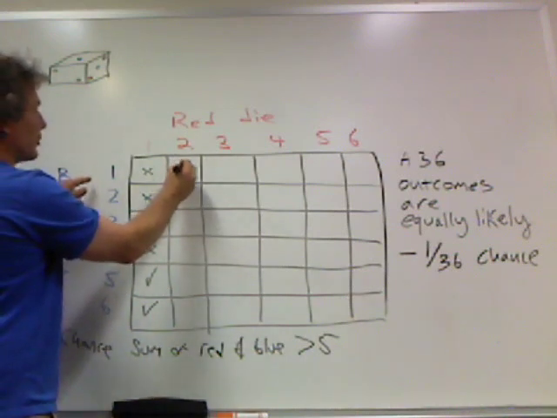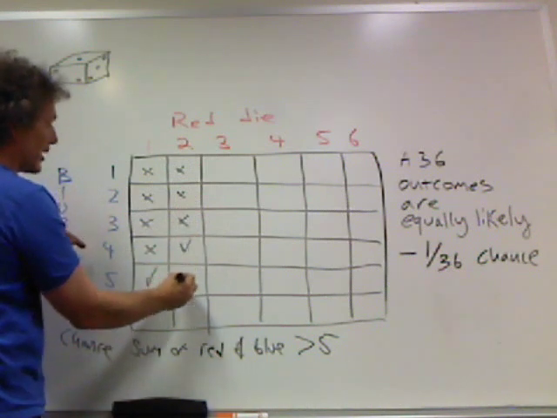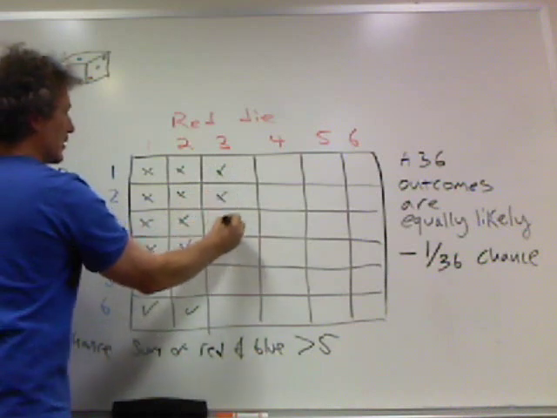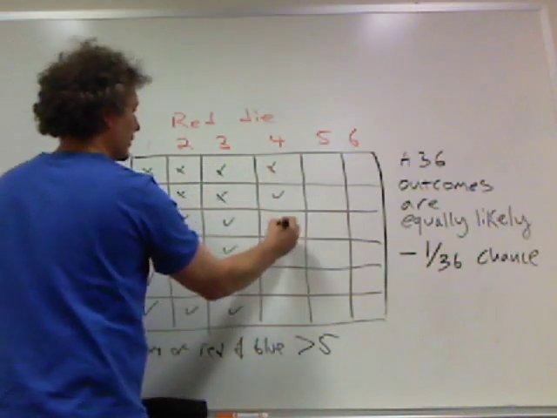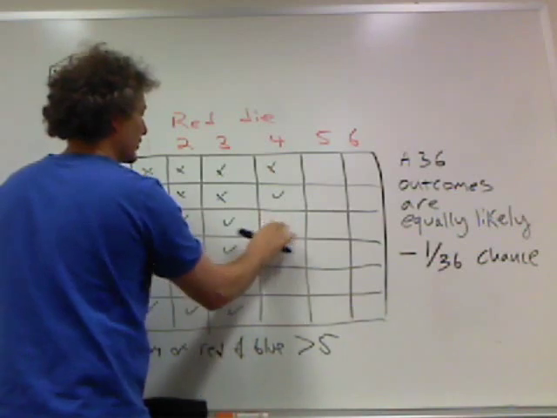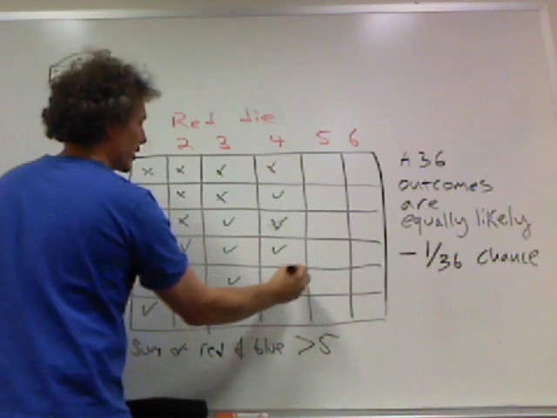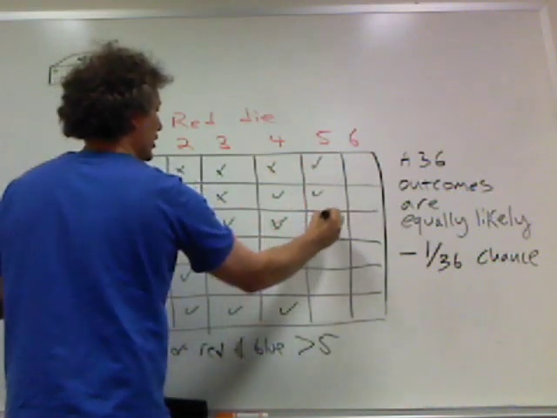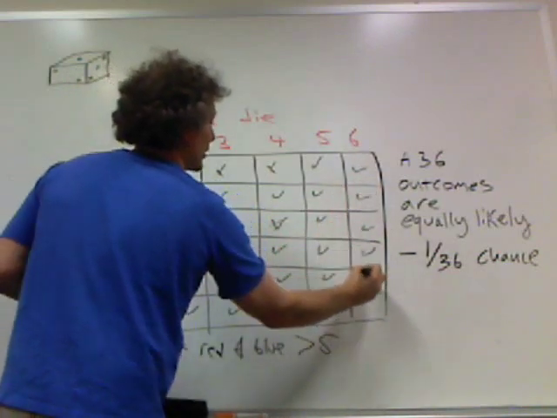2 plus 1, no. 2 plus 2, no. 2 plus 3, no. 2 plus 4, yes, yes, and yes. And so on, and you'll see a pattern that forms here that we're interested in all these guys. Now that's a check, not a tick. Check, not an X. Check, check, check, and so on.